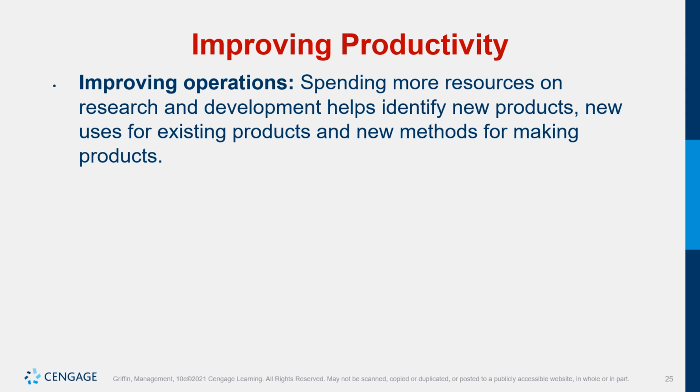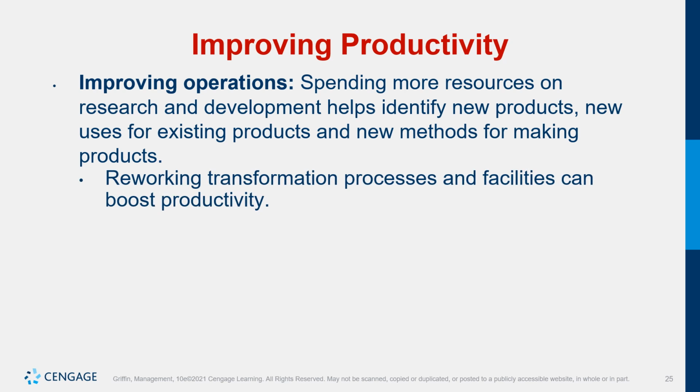Improving productivity by improving operations. One way to improve productivity is by improving operations. This may involve spending more resources on research and development to identify new products, new uses for existing products, and new methods for making products. It can also involve reassessing and revamping transformation facilities such as plants and equipment.